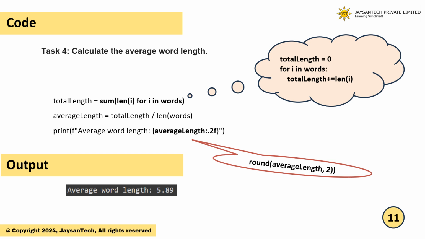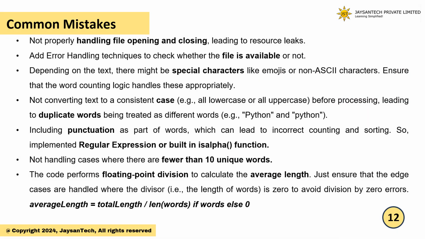So this is about task 4, an easy one. Am I right? Okay, now shall we see the commonly made mistakes in this task? What are all the common mistakes we people will be making? Shall we see? Yes. So the first common mistake is based on the first task.